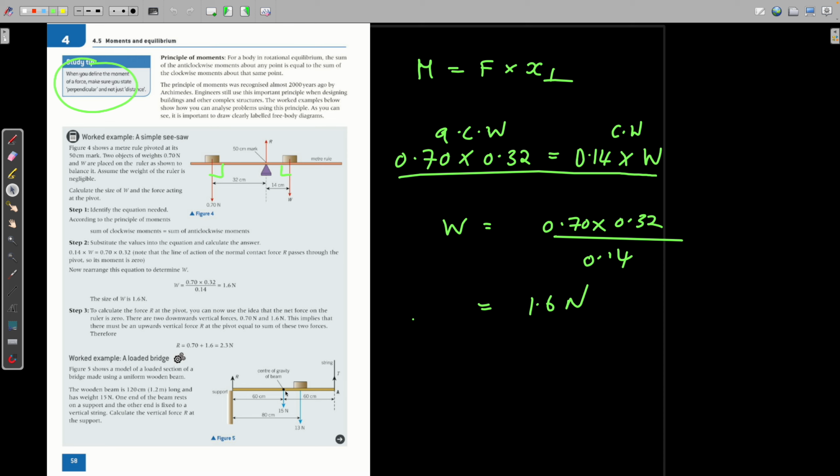So there's a 15 newtons there. One end rests on a support, so the reaction force is there, and the other end is attached to a vertical string. So there's a tension here holding the uniform beam up on this side. And then we've got this extra weight here. So before we go further with the question, I'm just going to discuss a few things.